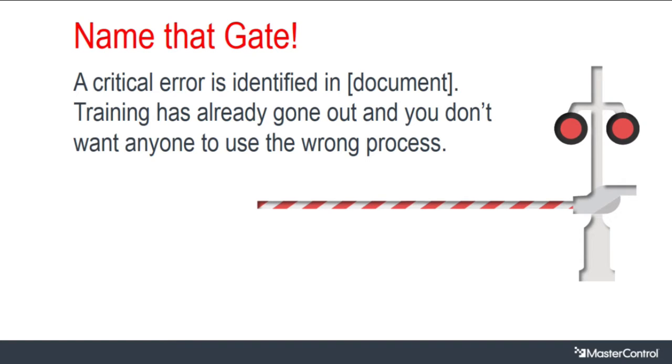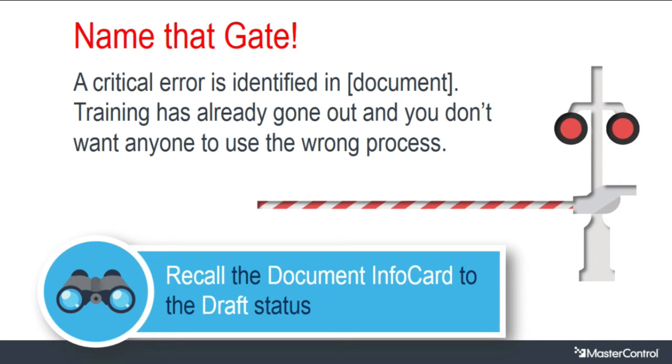Flip the switch? Which switch? Yep. Recall the document. Put that back into a draft status. This also works well for even non-critical errors. Like if you forgot to update the header, you can decide how to do that. It might be easier just to make a new revision, but you could pull your document back into draft.